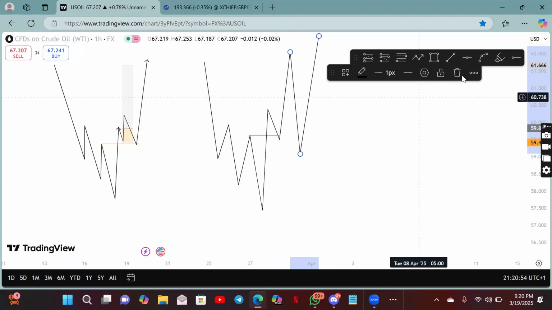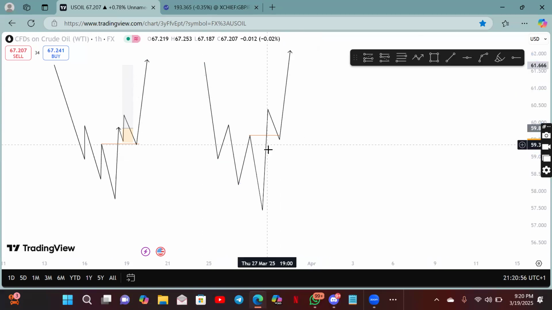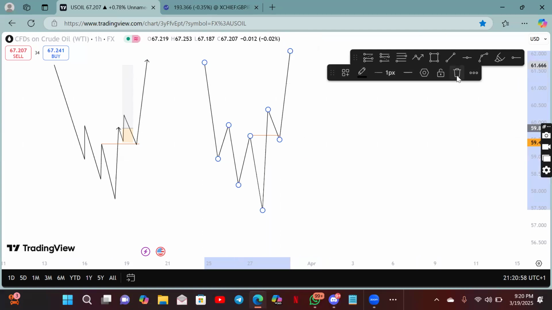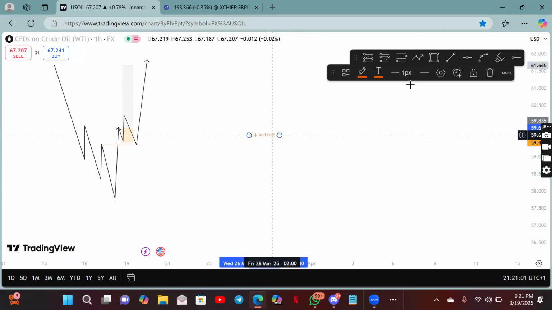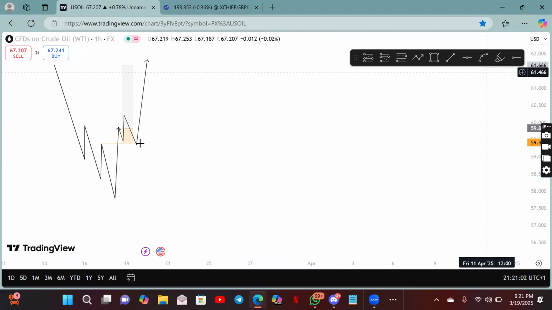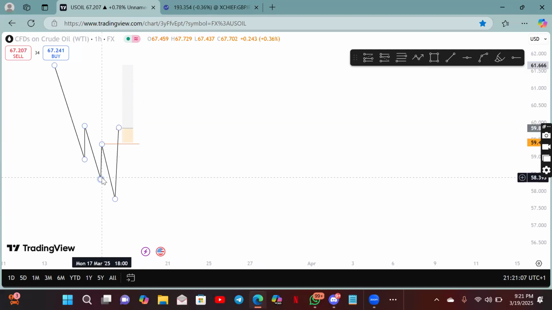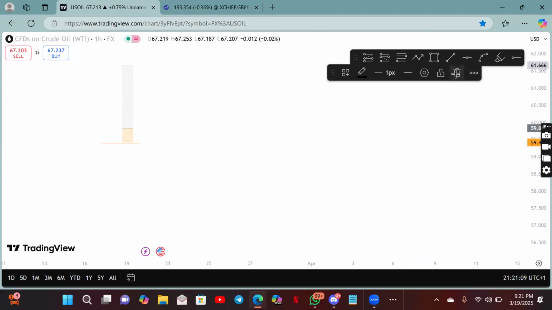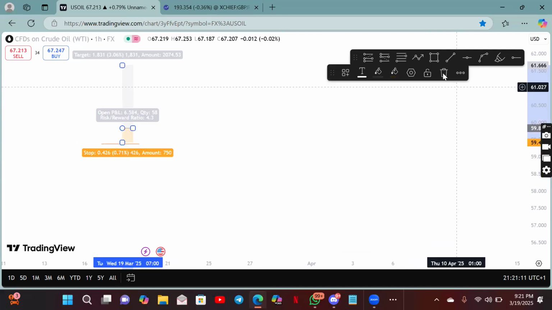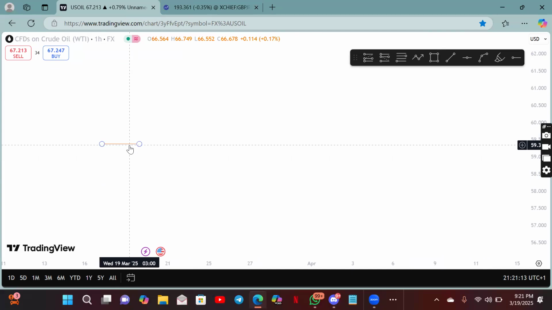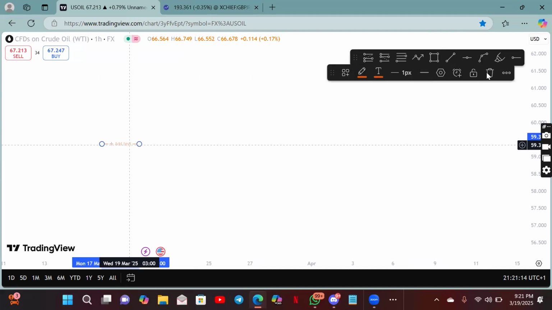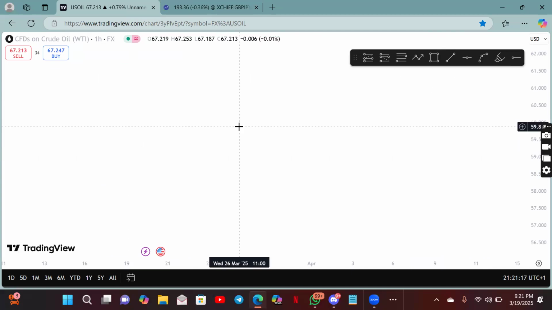If you just go and look at it, you'll be able to understand what a breaker block is and the one with inducement. I've already told you what inducement is. So when you see one with inducement, you'll be able to spot it. And in backtesting, you'll be able to spot the one that has inducement, and you'll be able to say, okay, this is the time to use a breaker block.